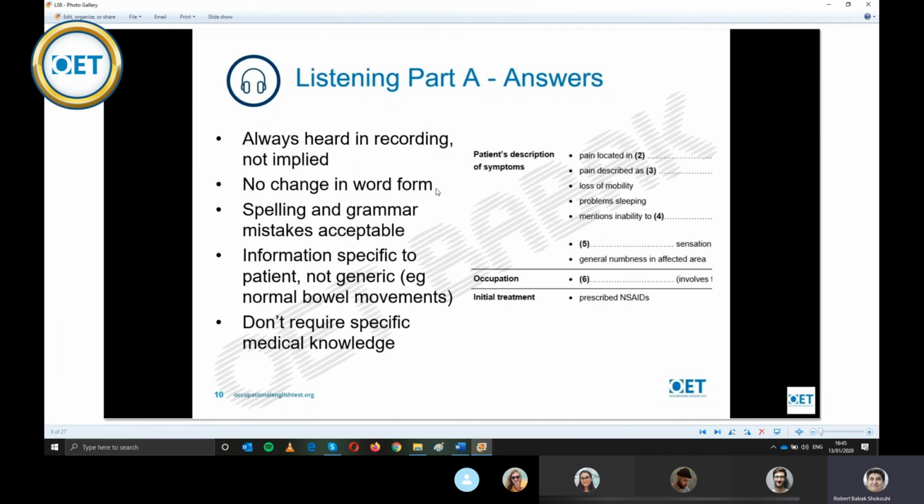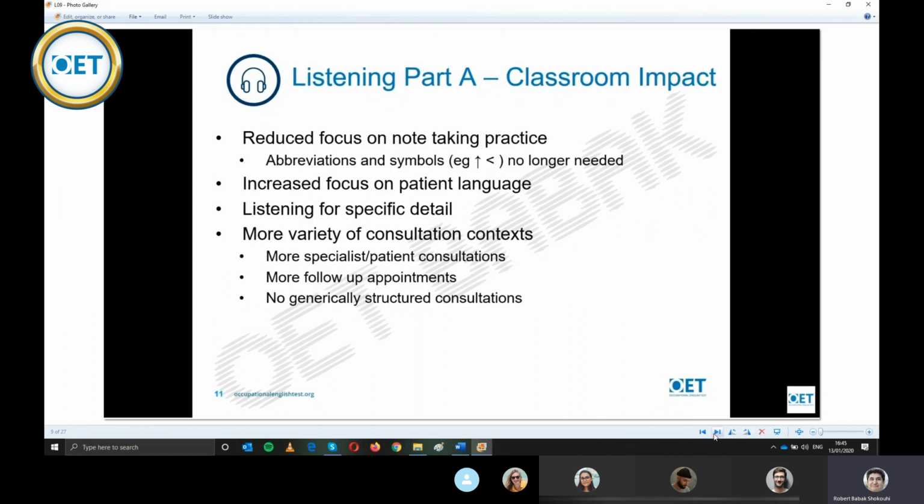And what is interesting here, it says spelling and grammar mistakes are acceptable. Okay, unless it is totally wrong and cannot be understood. You cannot answer the question generically, so it needs to be mentioned by the patient, and it doesn't require any specific medical knowledge.